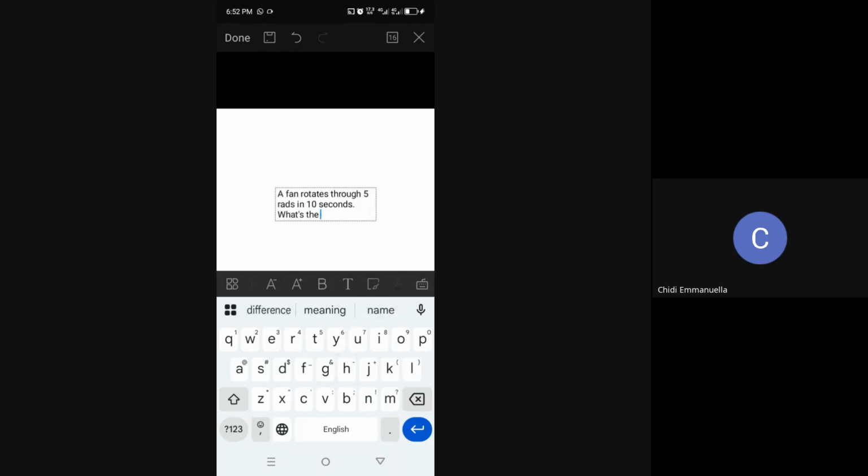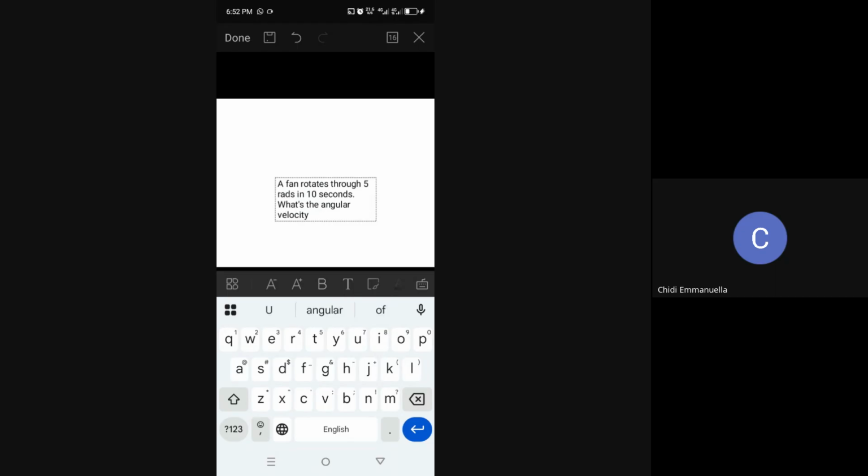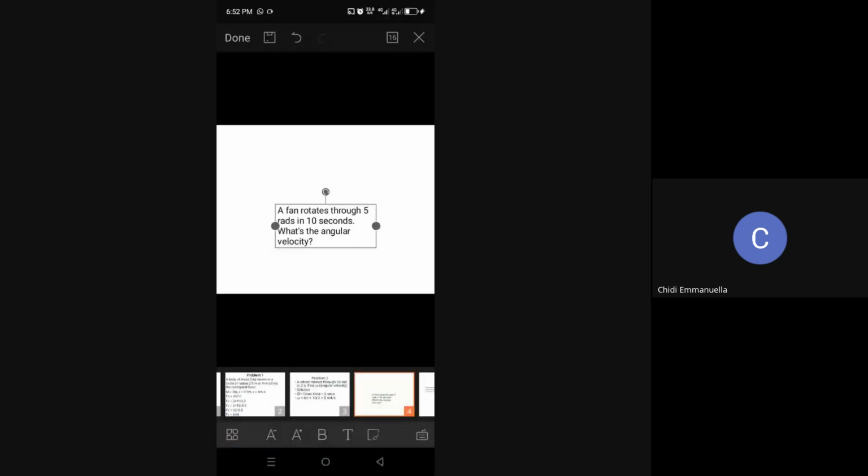Even if I just say what's the velocity, as long as it's a circular motion, you know that they're asking for angular velocity. Please don't forget that. So you have to look at the kind of motion you are dealing with. Okay, this is the question.